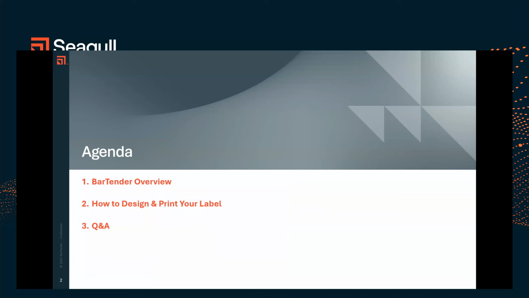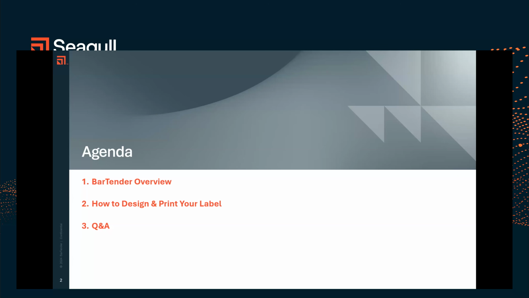We have a full agenda for today. First, we're going to provide a quick overview of BarTender for those who may not be super familiar with our products. Then Stephen will show us how we can design and print our first label in only a few minutes, and then we'll finish up with a Q&A and try to answer as many questions as we have time for today. If you do have any questions during the presentation, please use the Q&A function inside the Zoom tool. That's where we'll find those questions to help answer when we get to that part of the presentation.